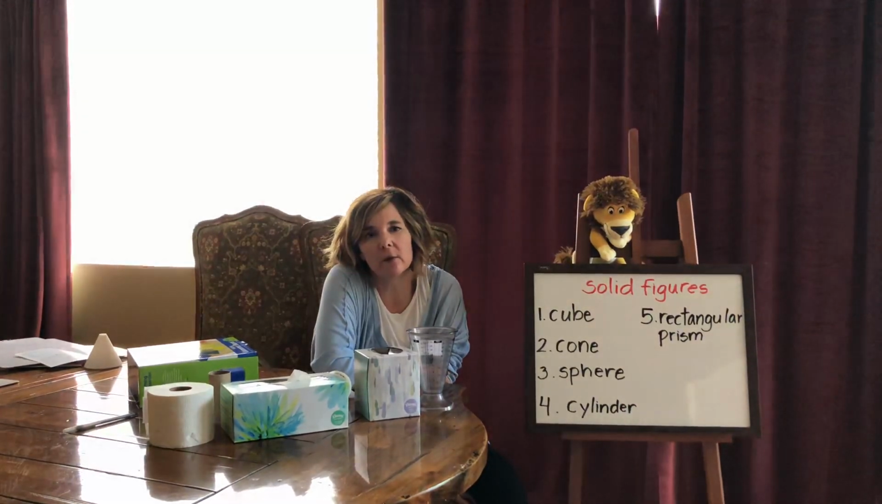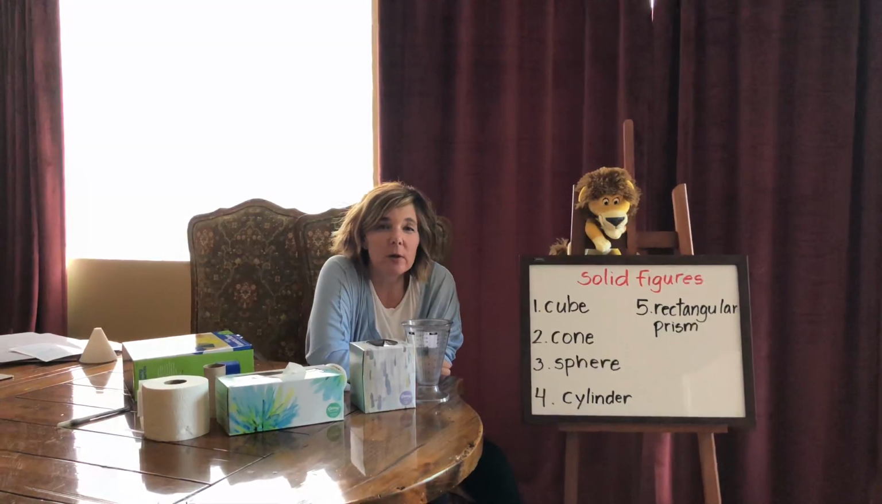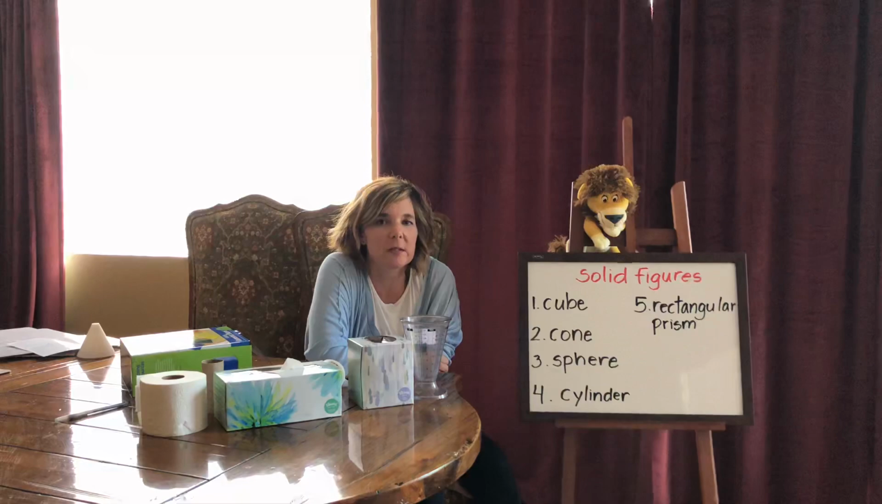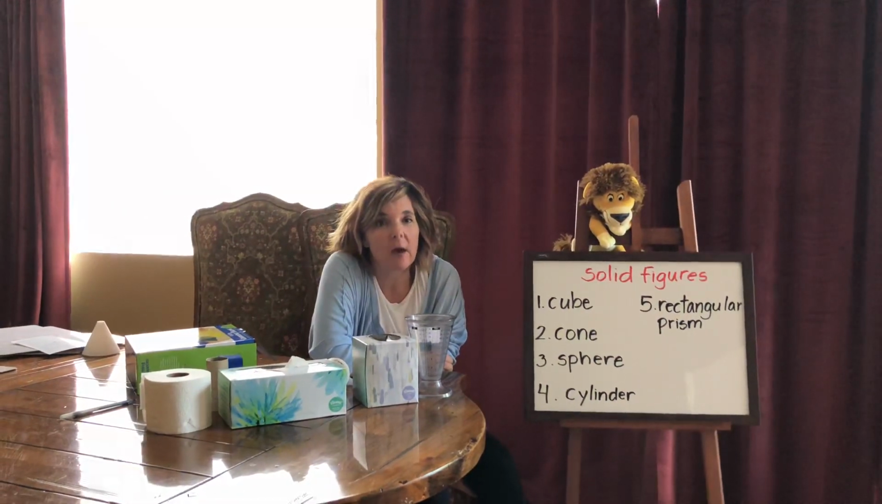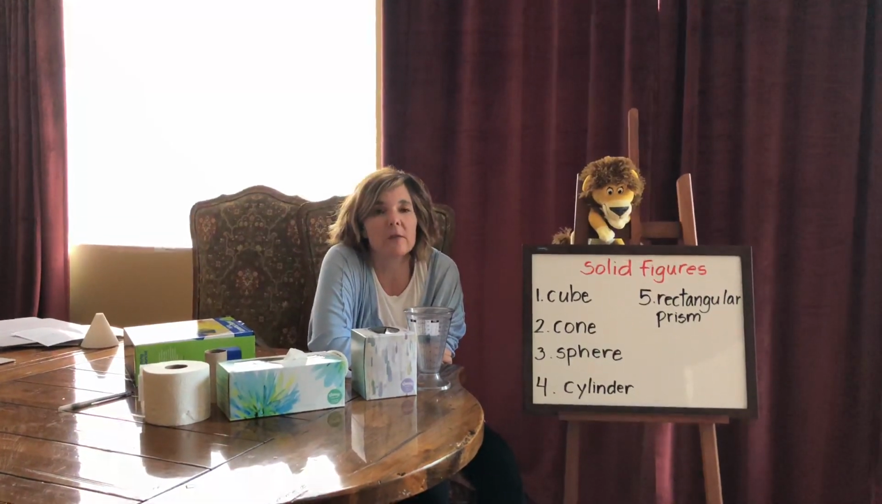You've been learning about shapes in our math topic 15, and today we're going to talk about solid figures, which are a little bit different from plain shapes. A solid figure is a shape that actually takes up space. A plain shape is the shape of an object. Let me show you the difference.